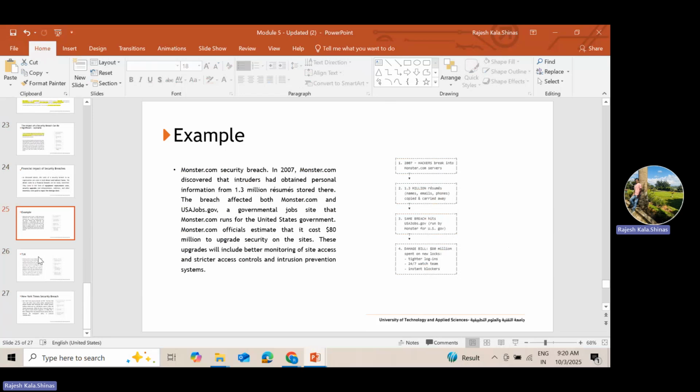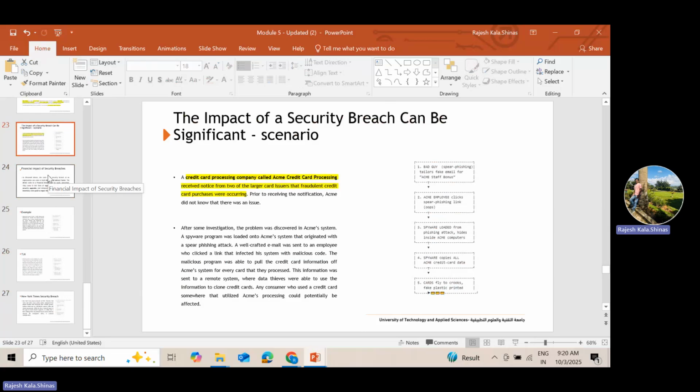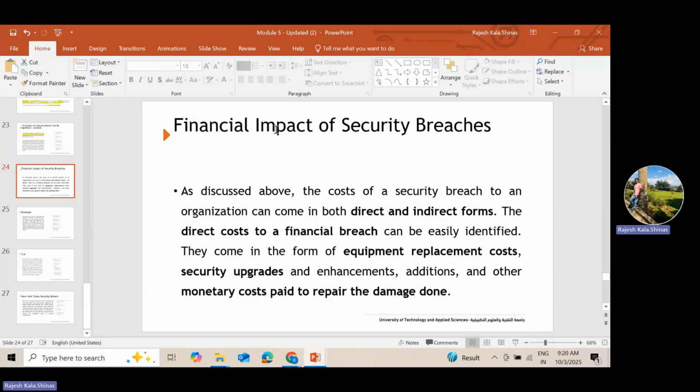Three examples were there, and I think these are different types of security breaches. Then we have the last one, the financial impact of security breaches. What happens if a security breach happens? What about the financial impact? How much money will you lose? How much will you be affected by the security breach?